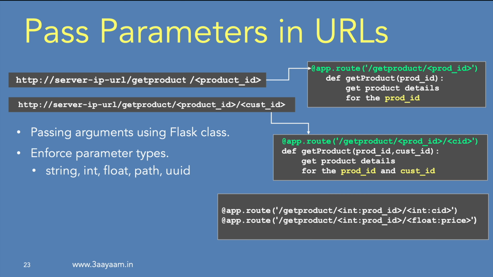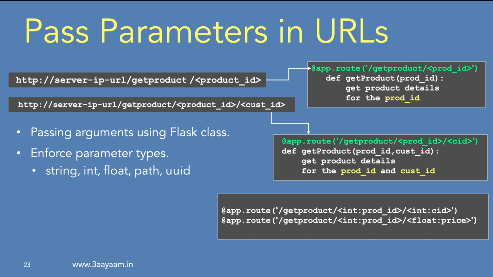The way we do it is something like this. We still have the app.route and the API endpoint. And here we mentioned that the product ID has to be integer and the customer ID also has to be integer. Or in the second case, product ID has to be integer and price has to be decimal. So if someone sends, let's say, a string value instead of decimal, then the error would be thrown in the URL itself or in the browser or to the program which is calling this API.